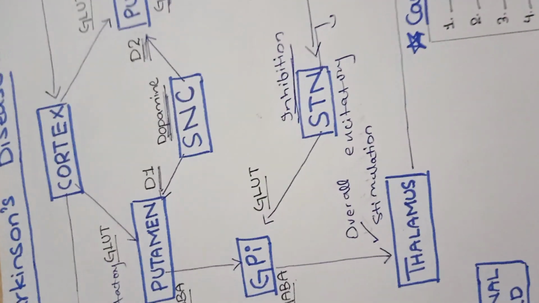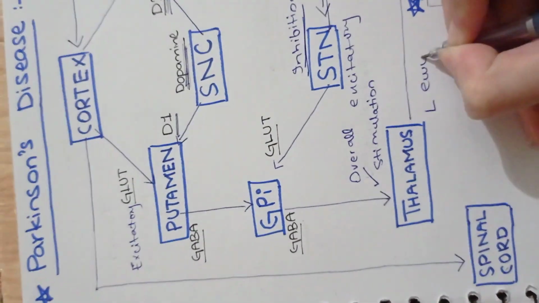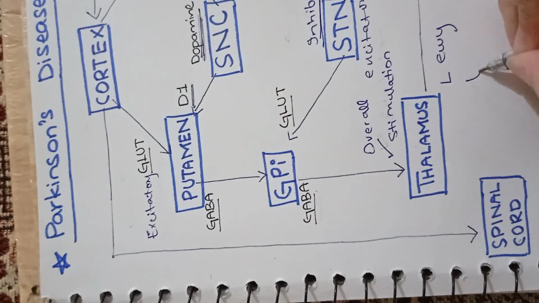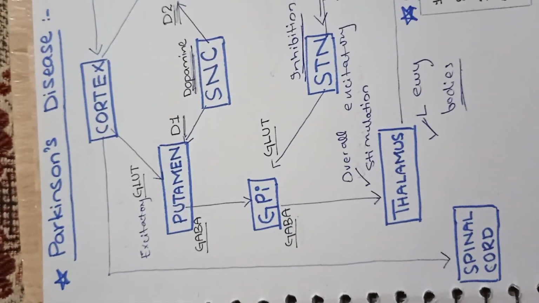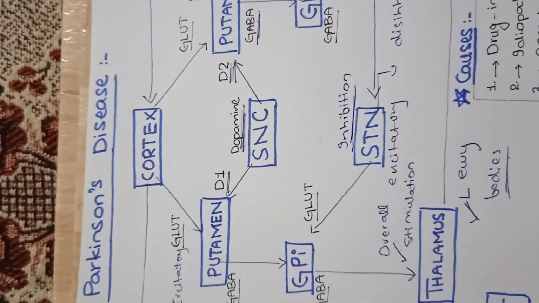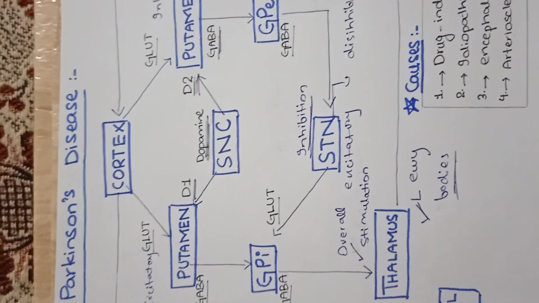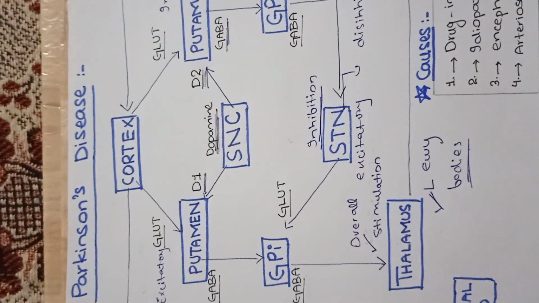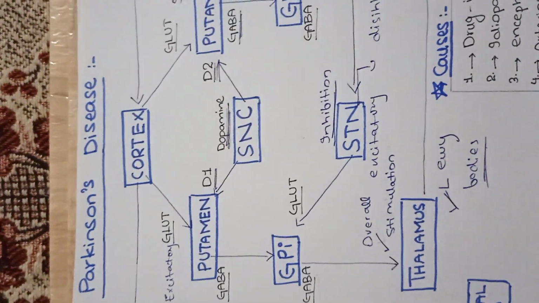And one other thing you should remember, that Lewy bodies are observed in the post-mortem reports of patients whose death is caused by Parkinson's disease. Now we don't exactly know what the Lewy bodies are, but they have been observed in the brain tissue of patients who died from Parkinson's disease.